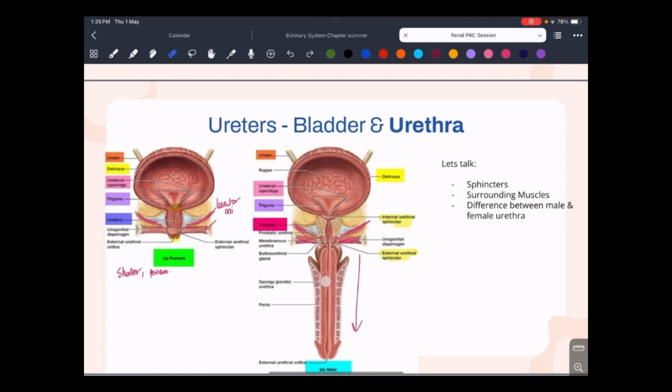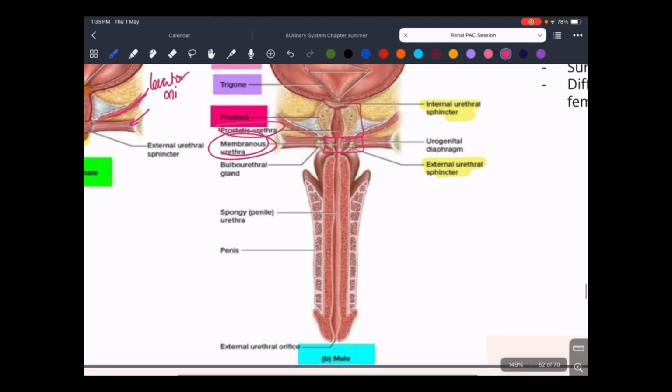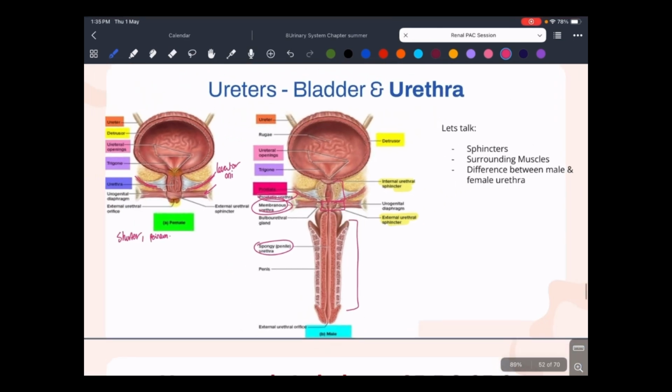Also, another thing about the male urethra is that there are many portions. The urethra that goes through the prostate is called the prostatic urethra. The urethra that goes through this urogenital diaphragm is called the membranous urethra. And then the longest aspect is called the penile urethra because it goes through the penis. All right, so that's also another difference between female and male urethras.